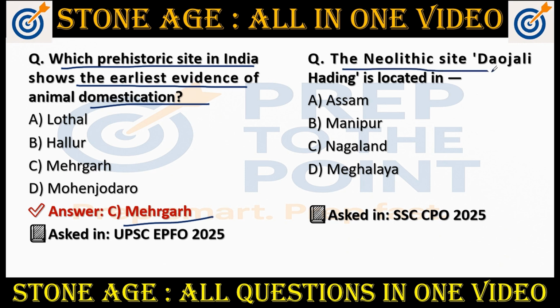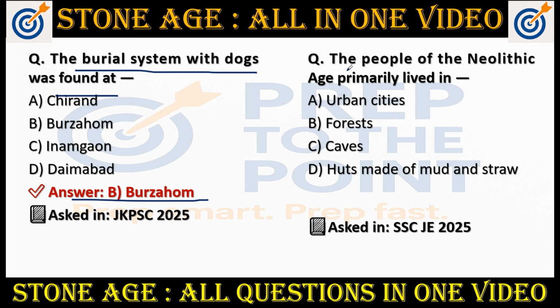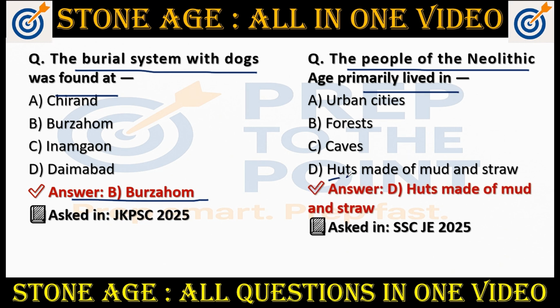The Neolithic site Daojali Hading is located in Nagaland. The burial system with dogs was found at? The correct answer is Burzahom. The people of the Neolithic age primarily lived in huts made of mud and straw.